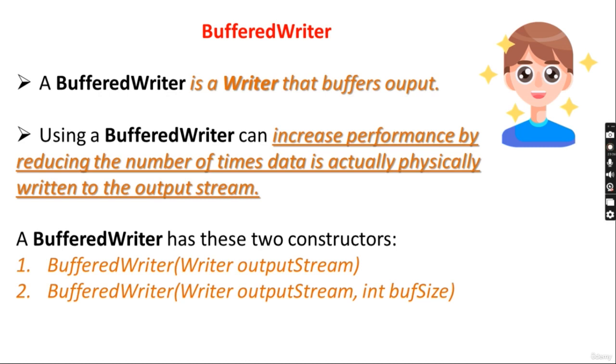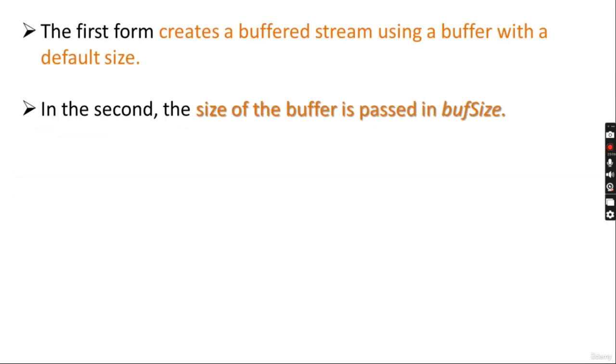Next is BufferedWriter, a Writer that buffers output. Using a BufferedWriter can increase performance by reducing the number of times data is actually physically written to the output stream, because you are writing to a buffer. Two constructors: BufferedWriter(Writer outputStream) and BufferedWriter(Writer outputStream, int bufSize). The first form creates a buffered stream using a buffer with a default size. In the second, the size of the buffer is passed in bufSize.